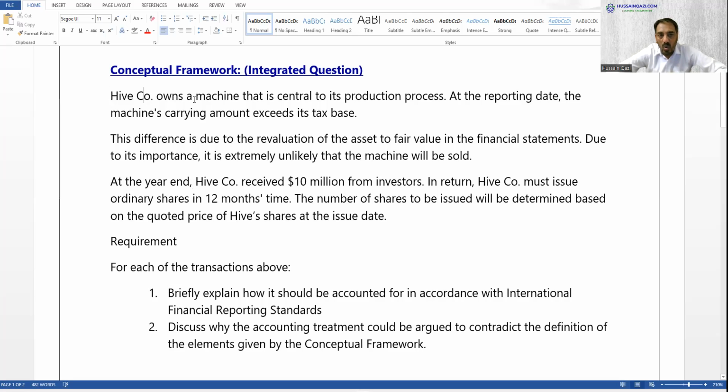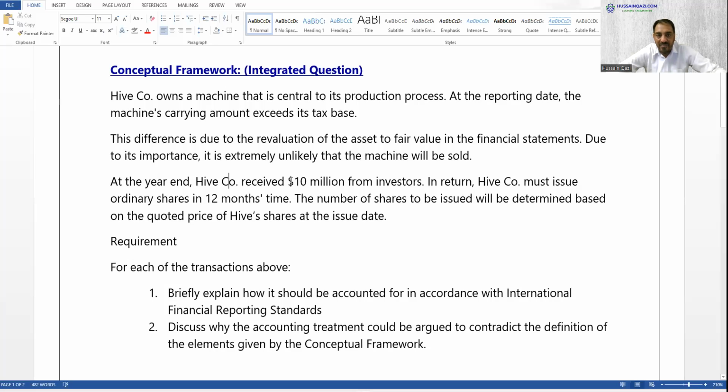Hive company owns a machine. Read it carefully. Hive company owns a machine that is central to its production process. At the reporting date, the machine's carrying amount exceeds its tax base. So the question starts with some deferred tax matters. The difference is due to revaluation of the asset to fair value in the financial statements. Due to its importance, it is extremely unlikely that the machine will be sold.